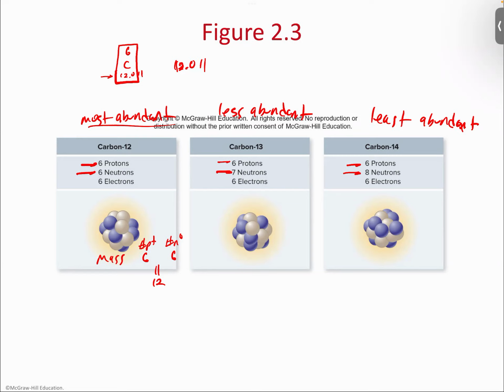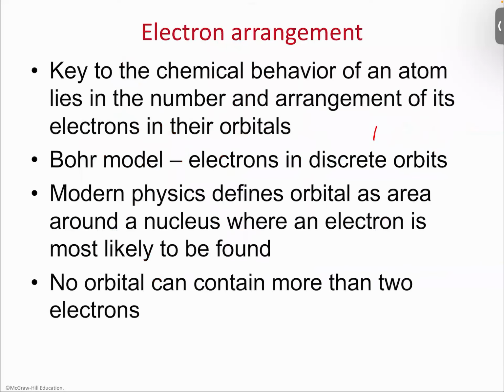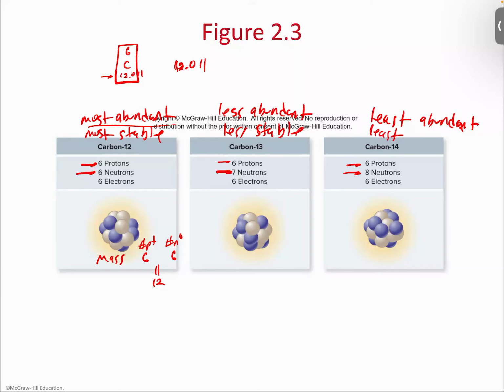Well, first of all, let's define what life is like for these guys. We said that carbon 12 is the most abundant. It is also the most stable. Carbon 13 is less stable. And carbon 14 is the least stable. So basically carbon 12 is happy, carbon 13, carbon 14, no. Okay. So the more unstable you are, the more unhappy you are.